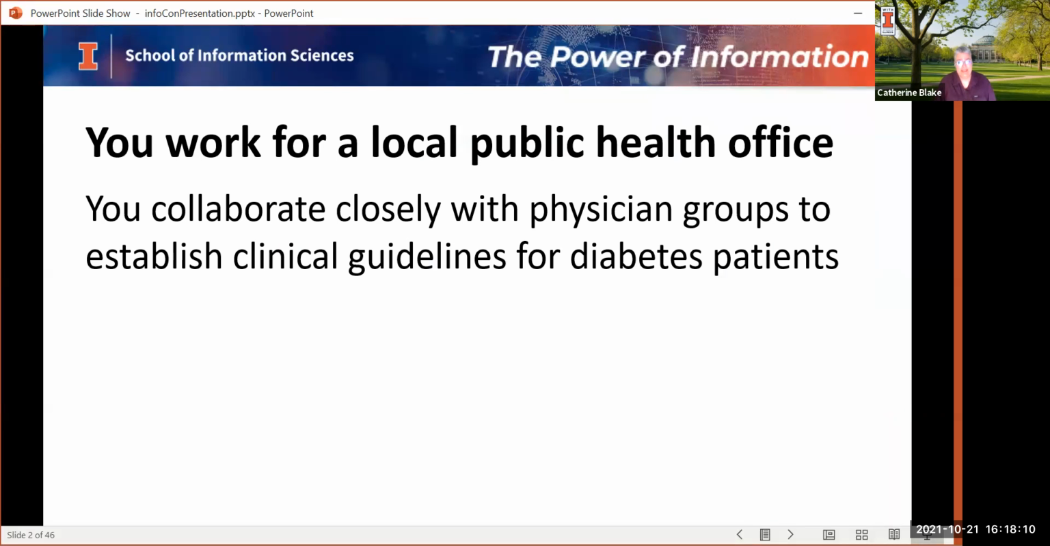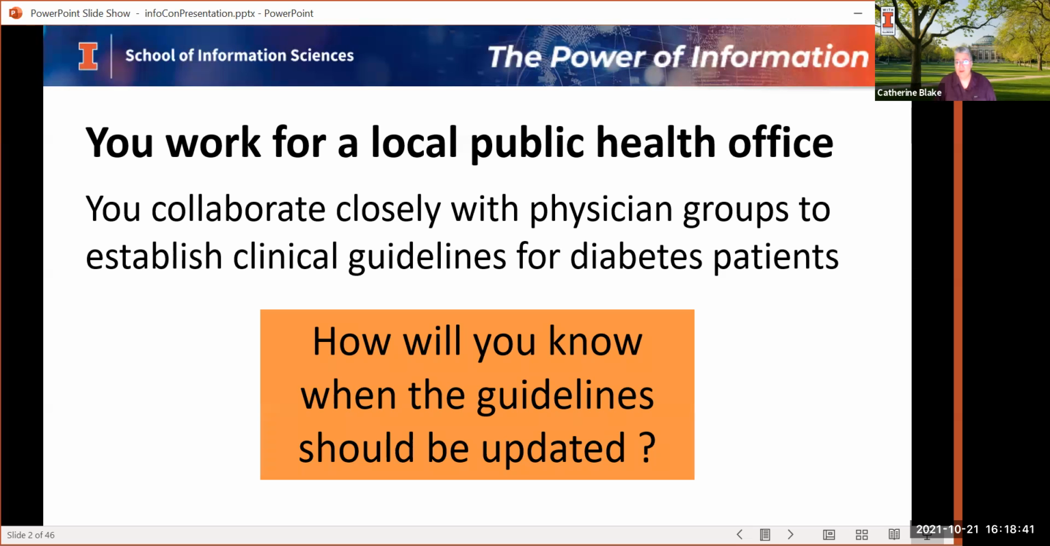So let's kick off with a couple of examples of where you might work if you're interested in health informatics. One place that you might work is at a local public health office. You probably do lots of tasks there, like sharing health information with consumers, but you might also collaborate with local physician groups in order to establish clinical guidelines that folks might use when they're actually seeing patients. And so the question here is, how would you know when those guidelines should be updated?